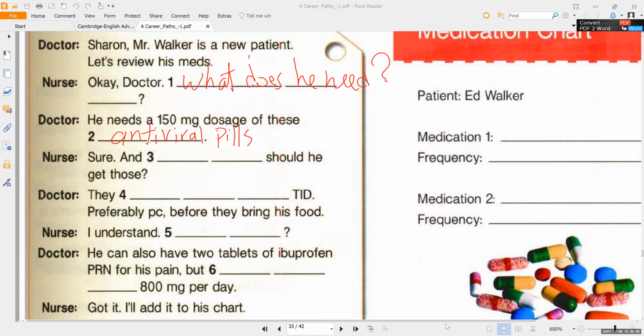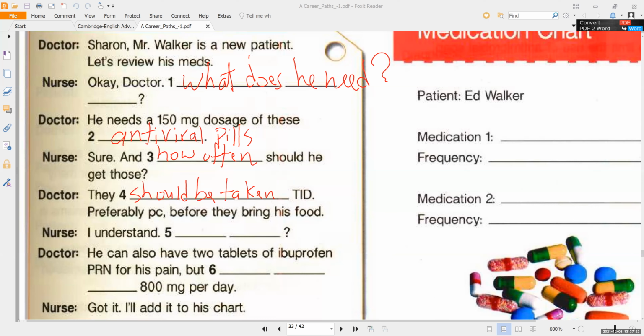Sure. And how often should he get those? They should be taken TID, preferably AC, before they bring his food.